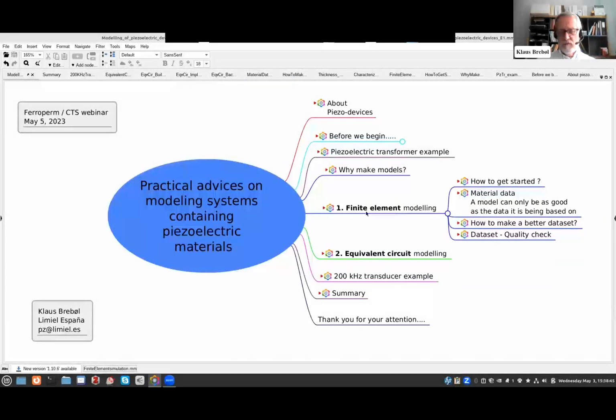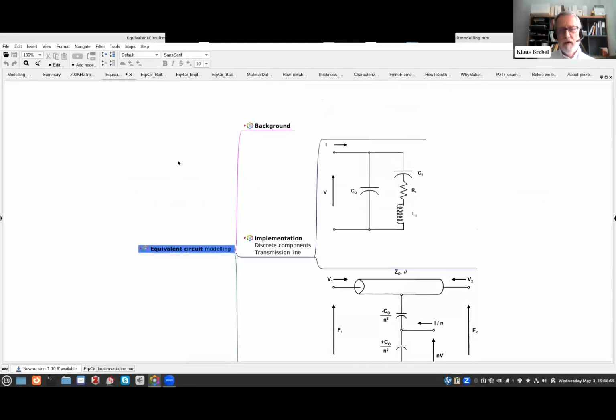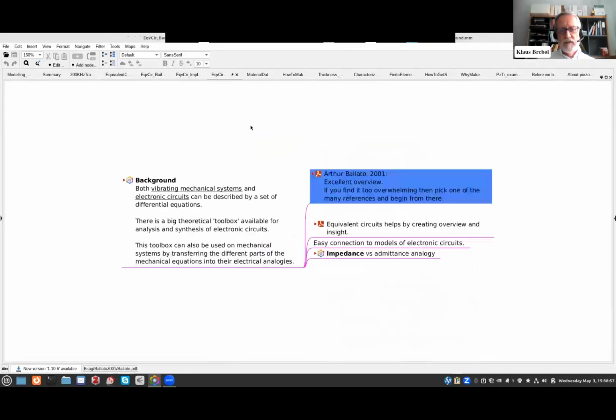So much about finite element modeling. Another thing was the equivalent circuit modeling. The background for that is that both vibrating mechanical systems and electronic circuits can be described by a set of differential equations. There is a big theoretical toolbox available for analysis and synthesis of electronic circuits. This toolbox can also be used on mechanical systems if you can transfer the different parts of the mechanical equations into their electrical analogies.